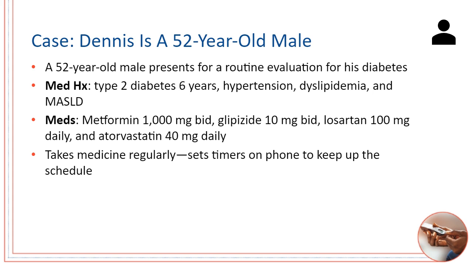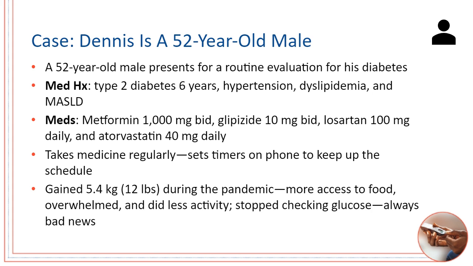He's pretty frustrated. During the pandemic, he has gained 12 pounds because he's really just been at home. He's had more access to food. He's been overwhelmed with stress, and he's really been doing less activity. He also said that he stopped checking his glucose as frequently because he feels like he's just getting bad news every time he checks his glucose, and that frustrates him.